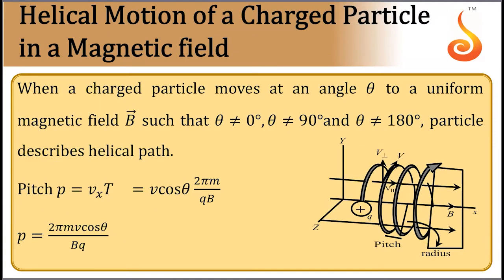Now if theta is not equal to 0 or 90. If theta is equal to 0, it doesn't experience any force. If theta is equal to 180, it doesn't experience any force either. It continues to move. If theta is equal to 90, it moves in a circular path. If theta lies between 0 and 90, then it takes a helical path like this. The pitch of the helix, the distance between two consecutive grooves here, is Vx into t, that is V cos theta into 2 pi m by qB. The time period remains the same as in the previous case, 2 pi m by qB. Make a note of it.